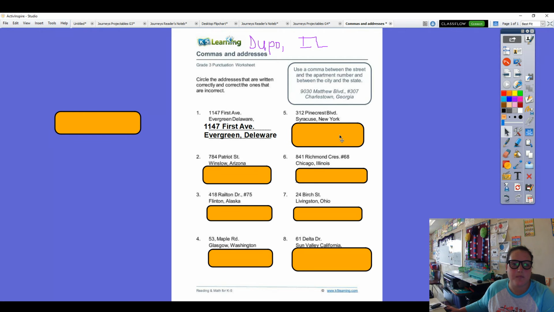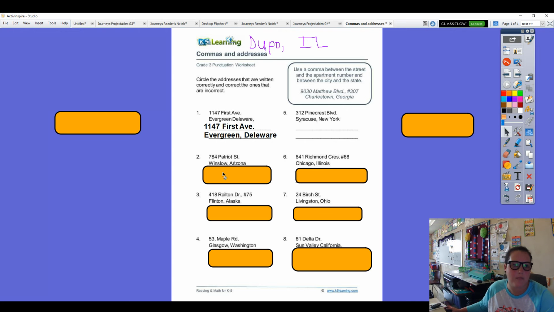The second one here, 312 Pinecrest Boulevard, Syracuse, New York. We have Syracuse is the city, New York is the state. The comma separates the two, so that sentence is correct. I didn't have to change anything on it. Number 2. Sorry, I went out of order on these. Down here, number 2, 784 Patriot Street, Winslow, Arizona. Winslow is the city, Arizona is the state. So the comma here is in the correct place because it separates our city from our state.